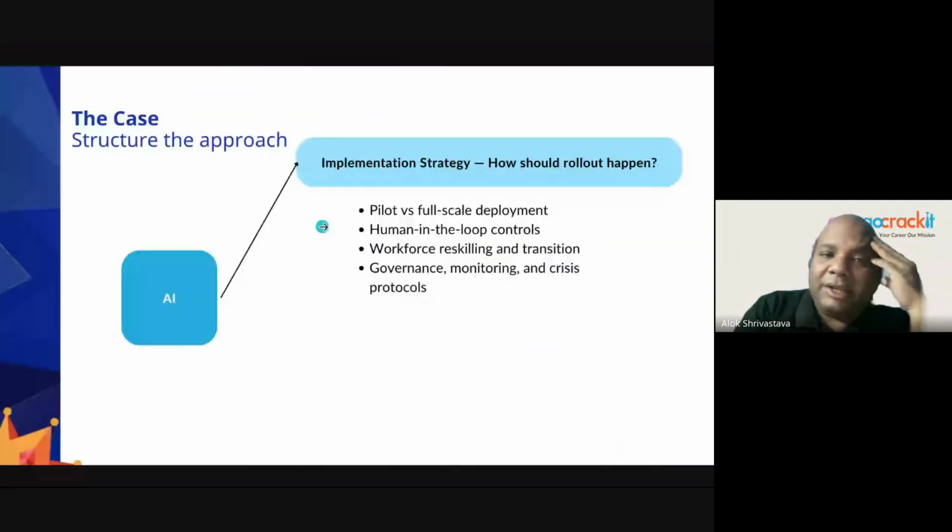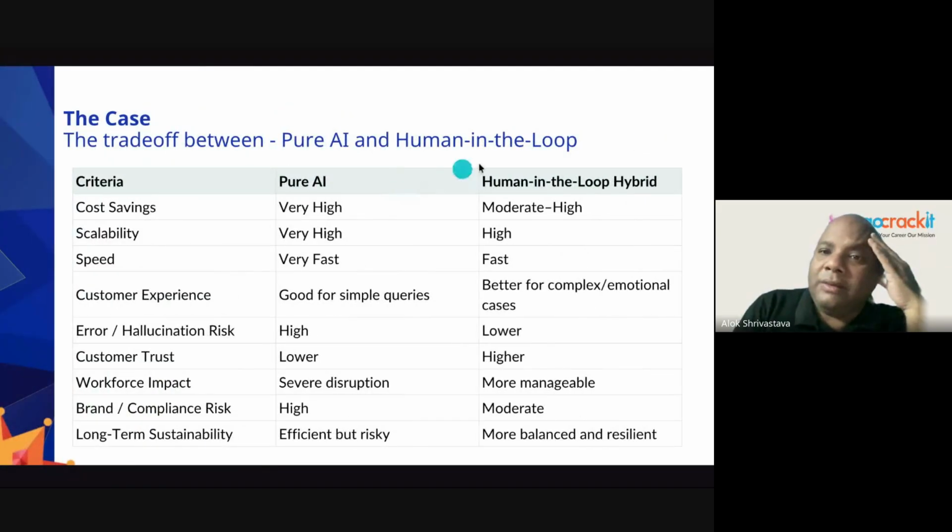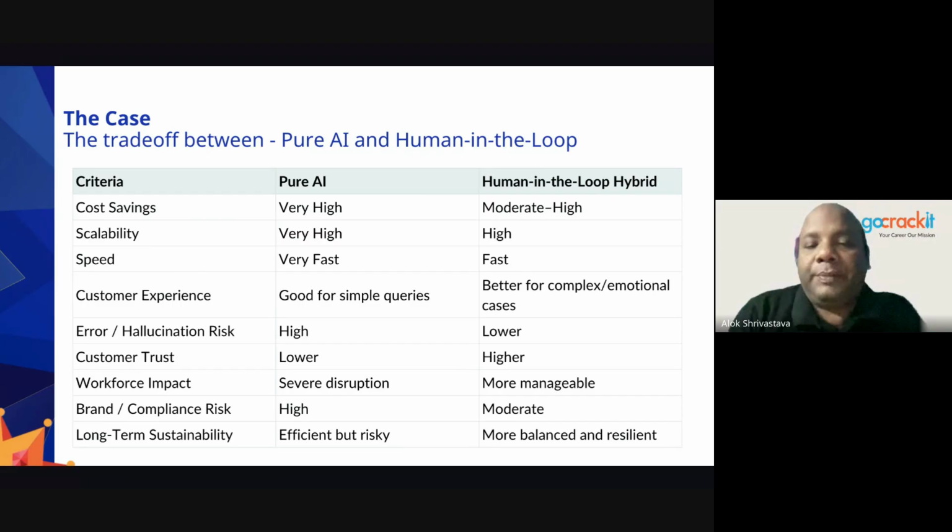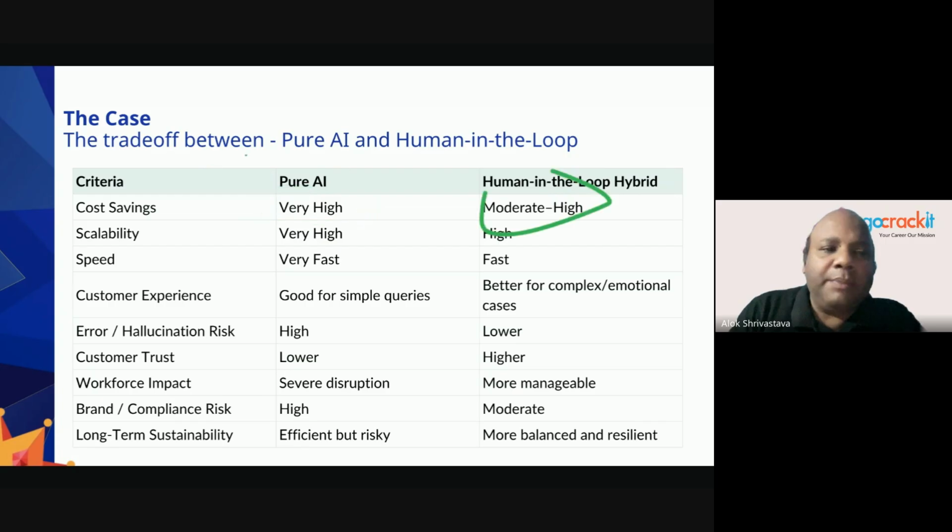And these are some of the parameters, a framework you might want to draw in front of a recruiter. There are different criteria on which I would like to analyze pure AI versus the human-in-the-loop hybrid way. Cost saving in pure AI is very high, and moderate to high in hybrid. Customer experience may be good for simple queries, but better when you see complex or emotional cases. Error and hallucination risk is high in pure AI, and very low in hybrid. Customer trust is low. So you may want to do this trade-off analysis.